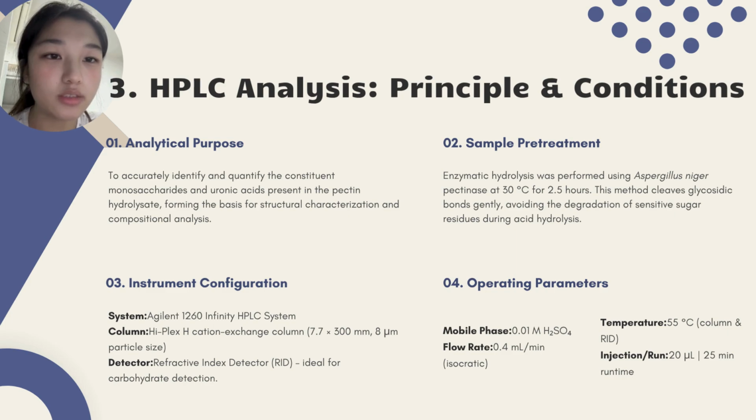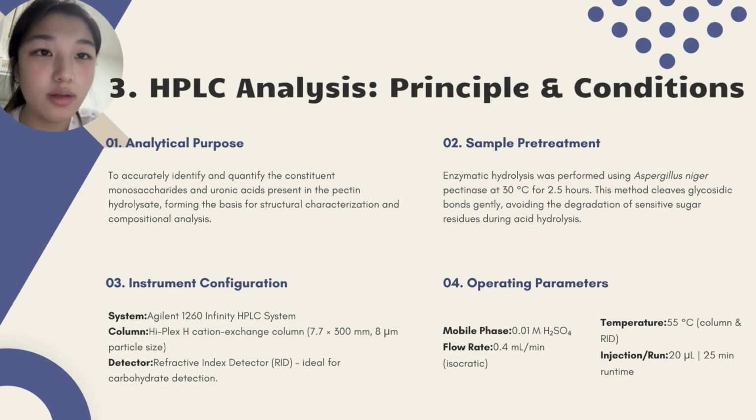Next, let's discuss structure validation via high-performance liquid chromatography. For sample pretreatment, we apply gentle enzymatic hydrolysis using Aspergillus niger pectinase at 30 degrees Celsius for 2.5 hours to cleanly liberate constituent monosaccharides. For our instrument configuration, we utilize an Agilent 1260 Infinity system equipped with a specialized Hi-Plex H cation exchange column measuring 7.7 by 300 millimeters.